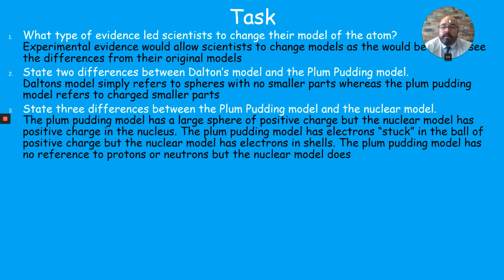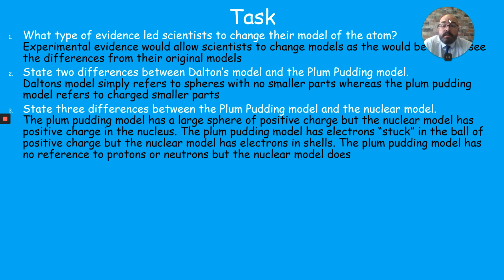Number 3 is a very big exam favourite, looking at differences between atomic models. It could ask you differences between the nuclear model and plum pudding as this one. It could ask differences between what Dalton suggested and what J.J. Thomson suggested. So the wording will be slightly different, but the idea is still the same. You are looking at atomic models and looking at the differences between them.